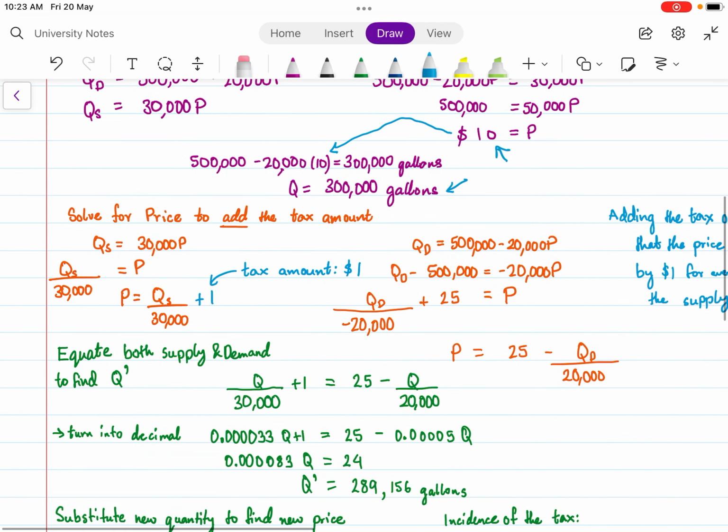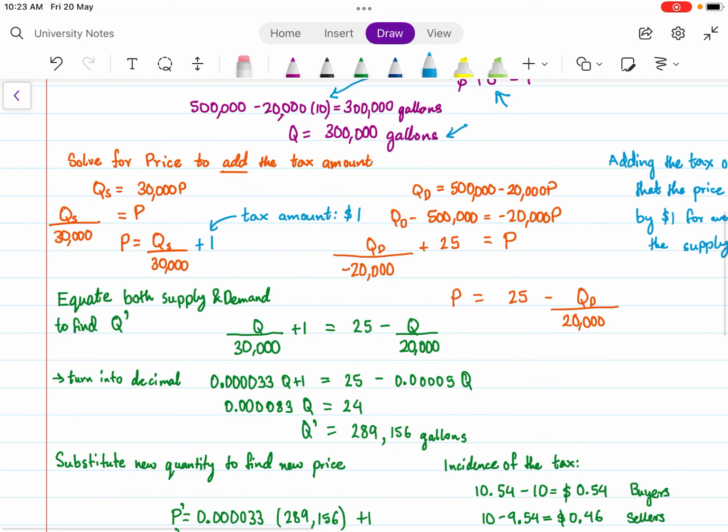Now we want to add the tax amount. Before we can do that, we have to solve for P, and this will allow us to add the tax amount directly to the equation. To solve for P, we have to isolate P on one side, and here we do that by making P equal to QS over 30,000. And now we can add the tax amount, which is $1. It is a unit tax of $1.